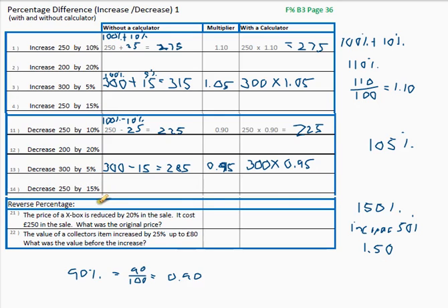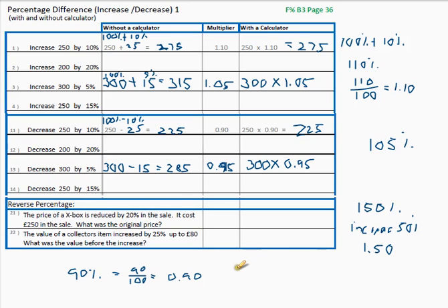We're going to look now at reverse percentages. The price of an Xbox is reduced by 20% in the sale. It costs 250 in the sale. What was the original price? So what's your multiplier? Let's think.